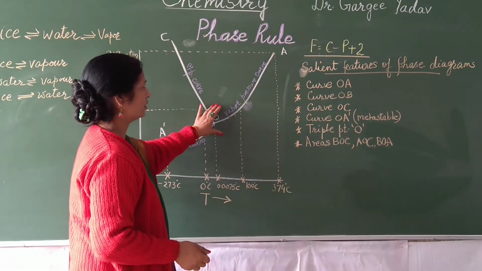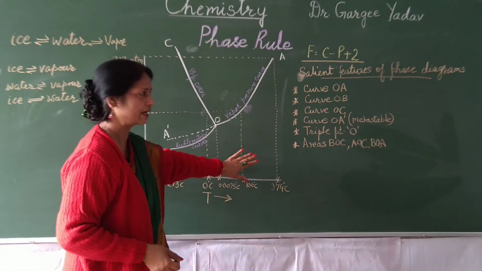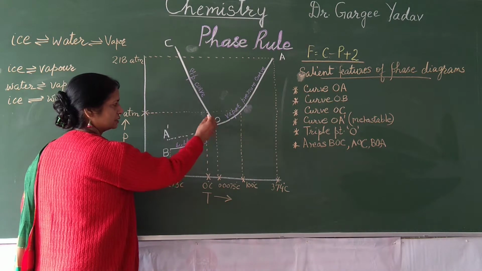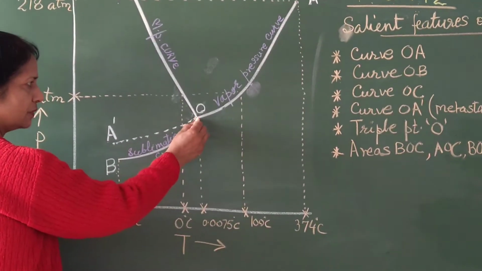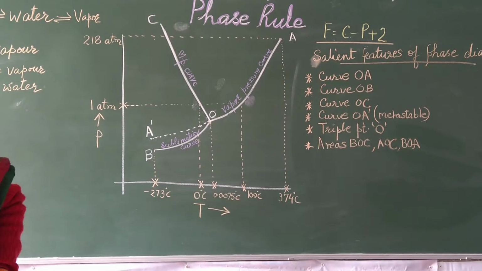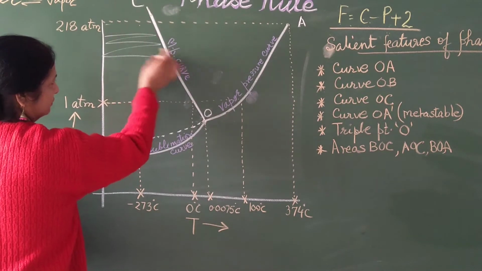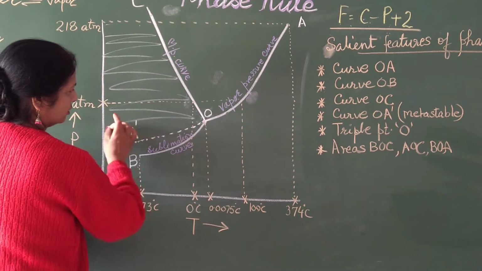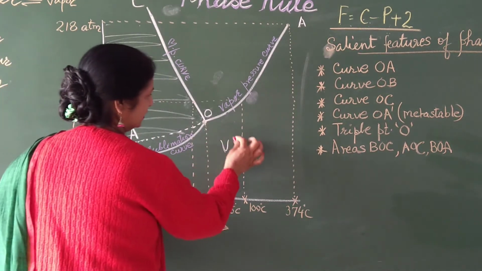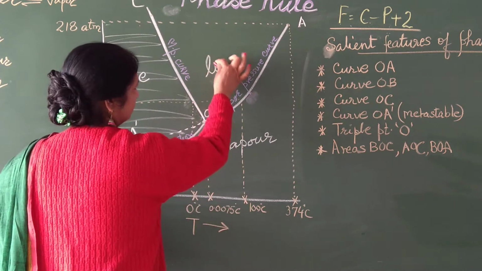Now this curve OA, so these are the salient features of this phase diagram, mainly these curves. One critical point you can see where these three curves are meeting, and you can see these areas. Actually, these areas are, here we have the solid area, which we can call ice. This is the ice area, this is the vapor area, and this is the liquid area.